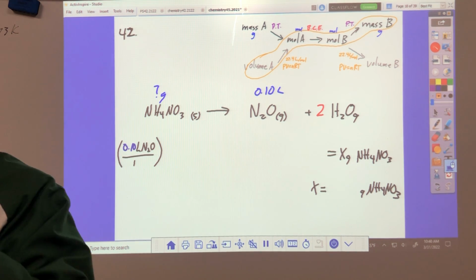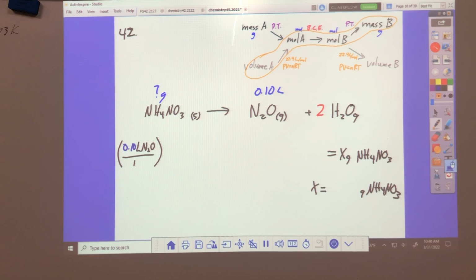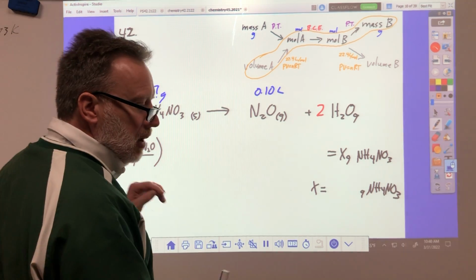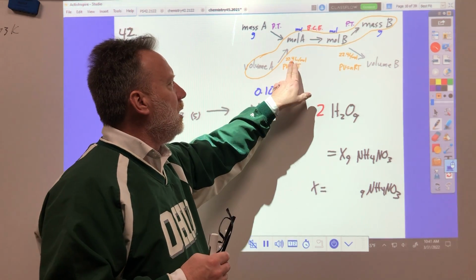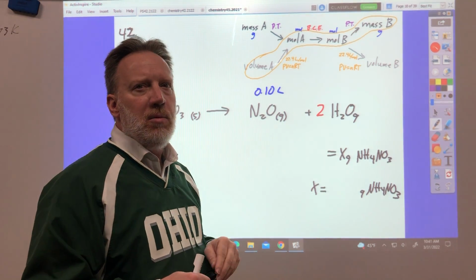Okay, so two significant figures because it's 1.0. We are at STP, it says. That's an important thing to pay attention to. Since we are at STP already, the 22.4 liters route is going to be faster.